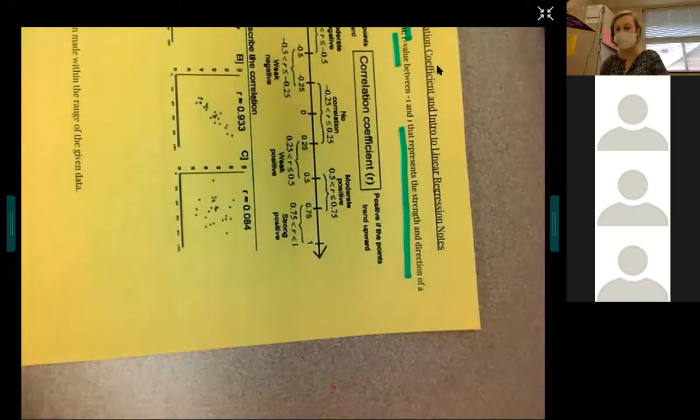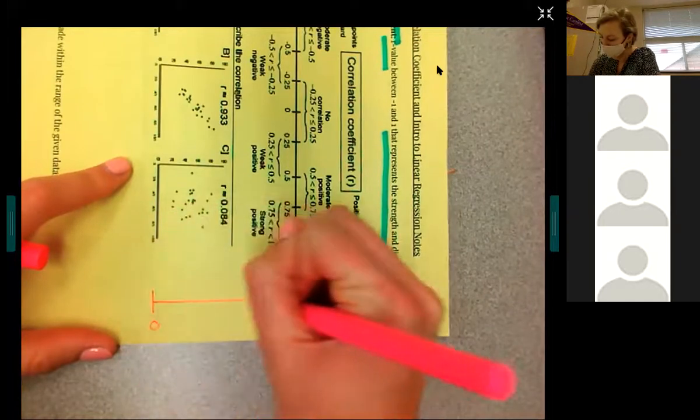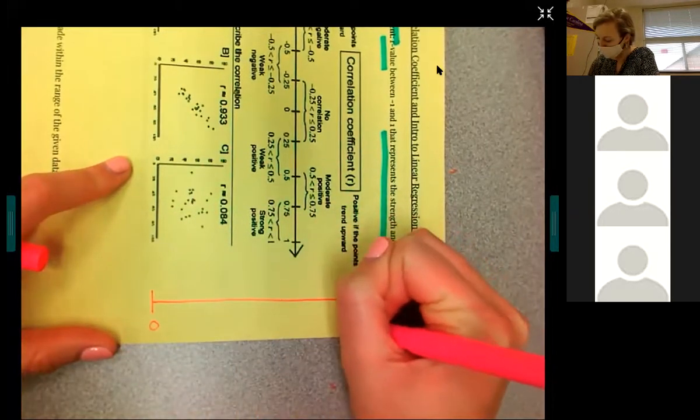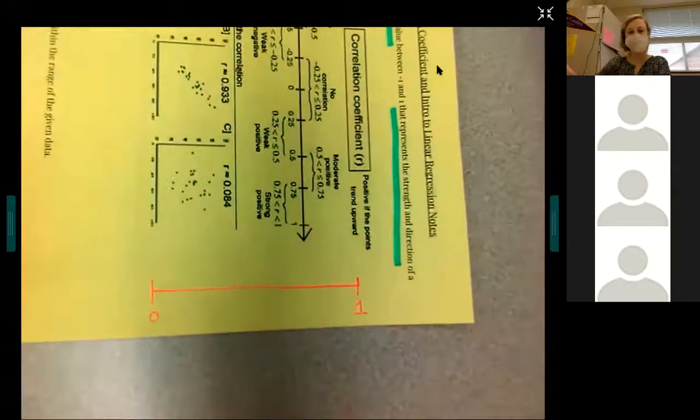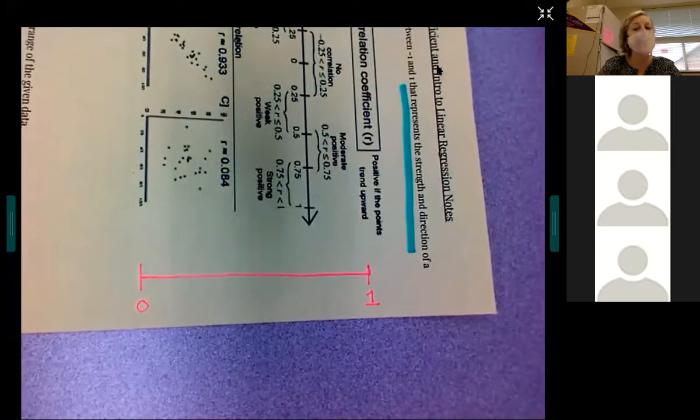So everybody's going to draw this with me. We're going to make a little number line that goes from 0 to 1. So if we count by quarters, when you think about correlation coefficient, correlation kind of sounds like quarter. Just go with me. I know I'm reaching a little bit here today. Okay, but we're going to think about quarters.